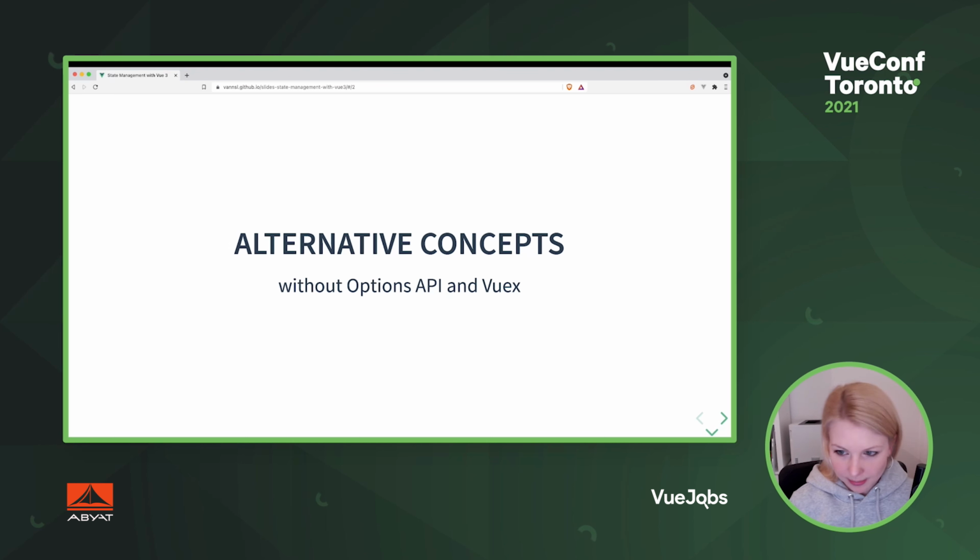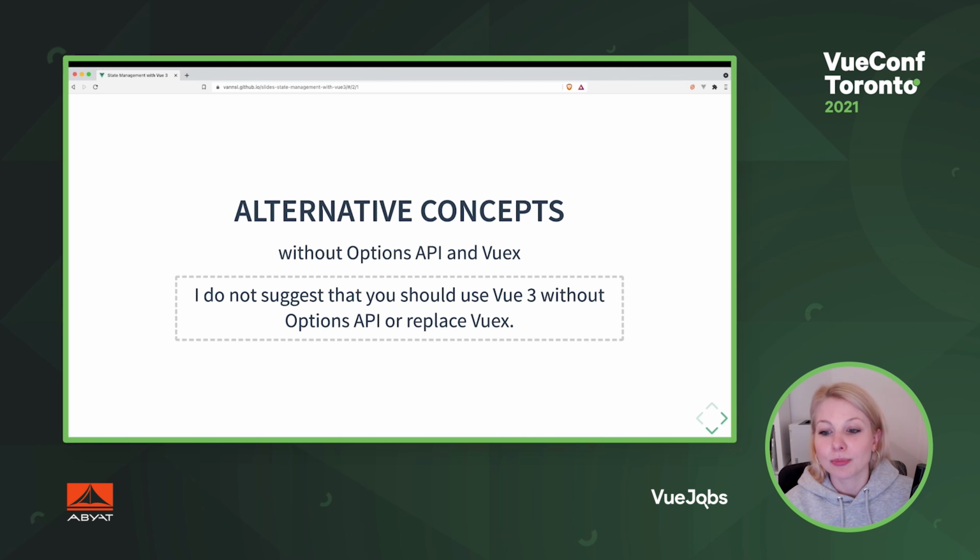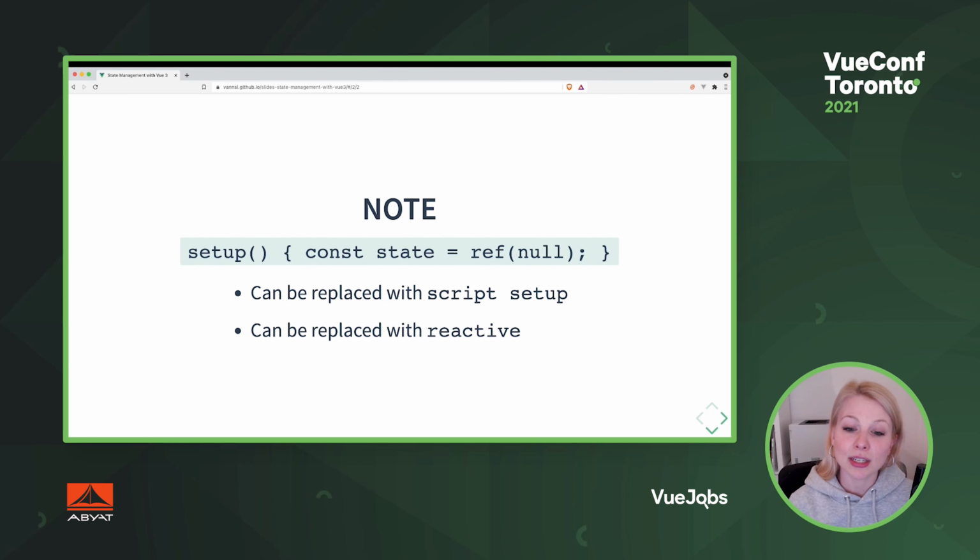So in the next 20 minutes, I will show you alternative concepts, how to use Vue, but without the Options API and also without Vuex. I do not suggest that you in your project should use Vue 3 without Options API or also replace Vuex, but I have a special hint on my last slide for today when it comes to state management. Also, in my code examples, I use the setup function, and I also use ref instead of reactive. But everything I show you today is replaceable by using the syntactic sugar for script setup, and you can also replace ref with reactive.